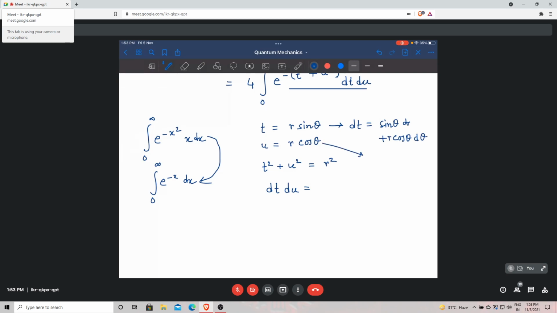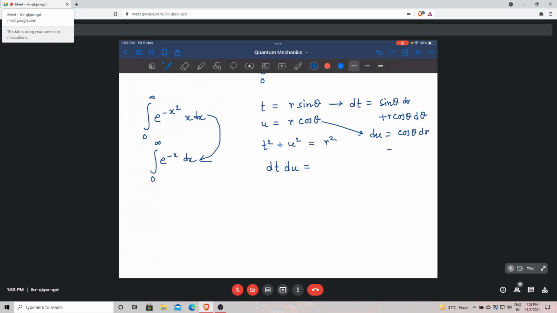Similarly, from here we can write du to be cos theta dr minus r sin theta d theta, right? We can do that, and if you multiply these two, we will get r squared dr d theta.